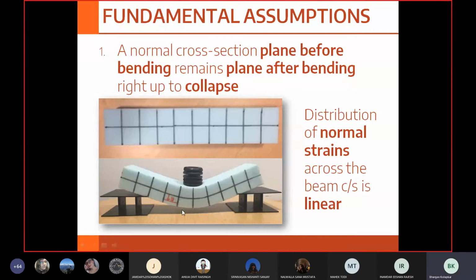So what is strain? Strain is nothing but change in dimension upon original dimension. Original dimension is the same. So the change in length at the top is equal to the change in length at the bottom between these two lines. What it means is that the strain at the top is equal to the strain at the bottom. The only difference is at the top you have compressive strain, at the bottom you have tensile strain.